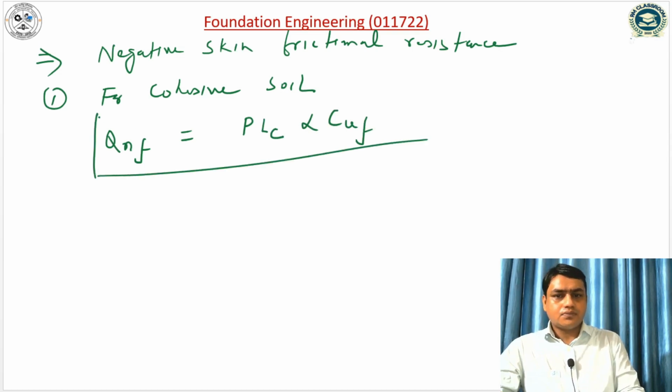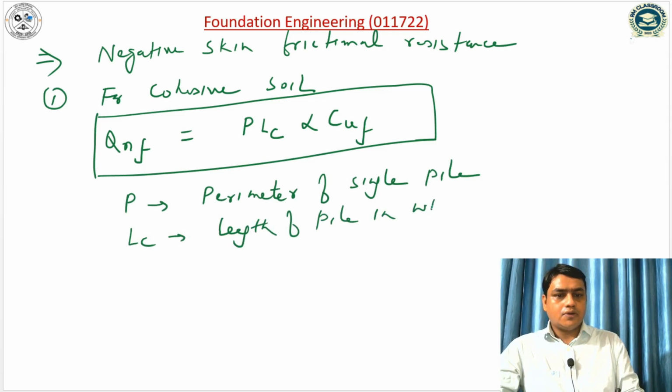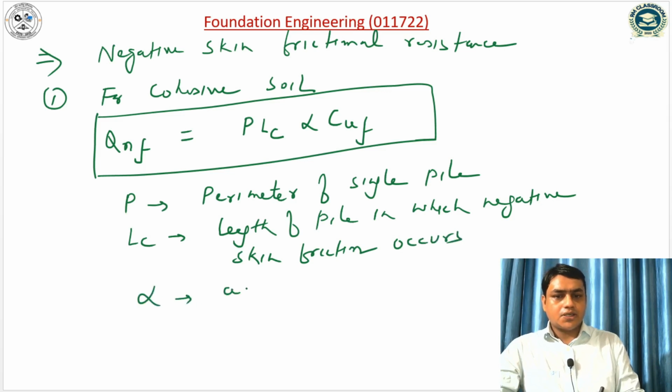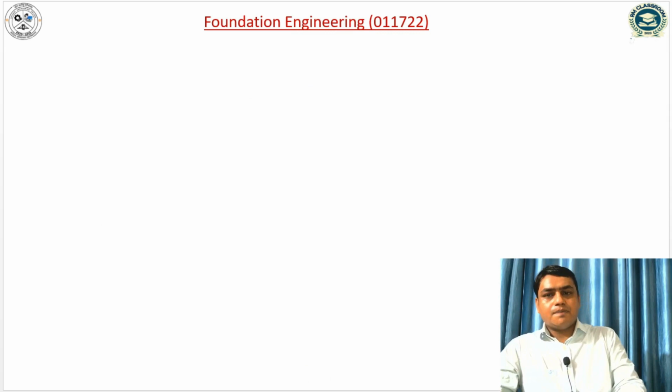So this is the expression of negative skin friction for the single pile, where P is the perimeter of the single pile, LC is the length of pile in which negative skin friction occurs, alpha is the adhesion factor between soil and pile, and CUF is the average undrained cohesion along length LC.